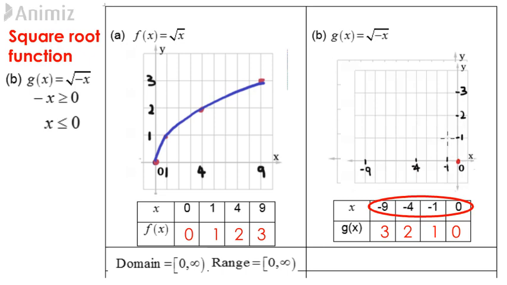0, 0, -1, 1, -4, 2, -9, 3. We draw a smooth curve to connect all these points.